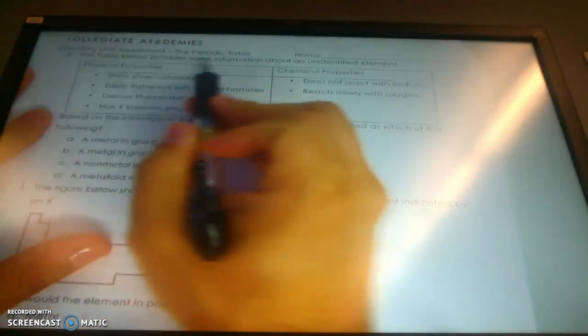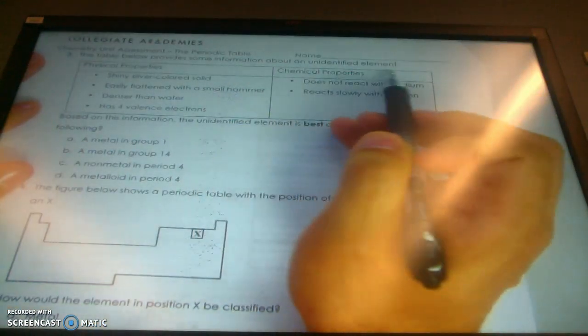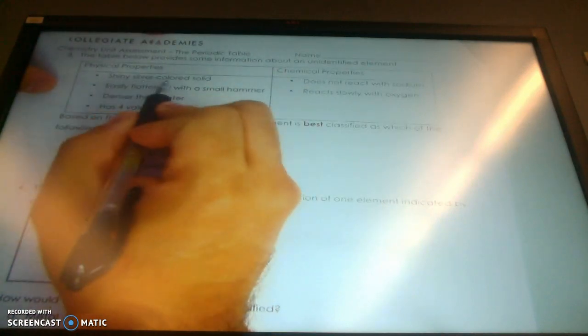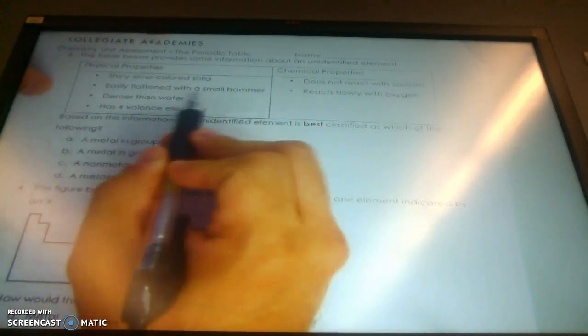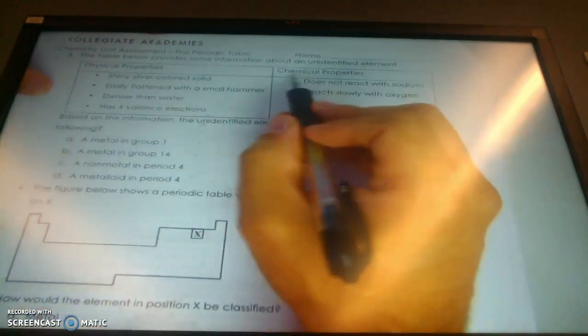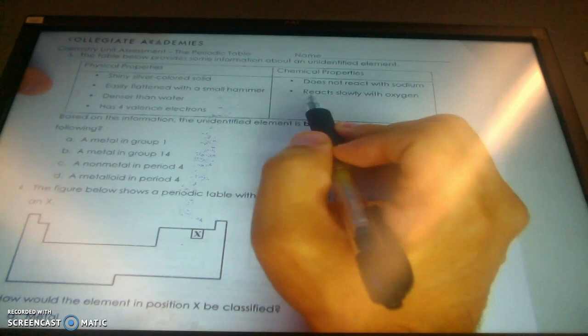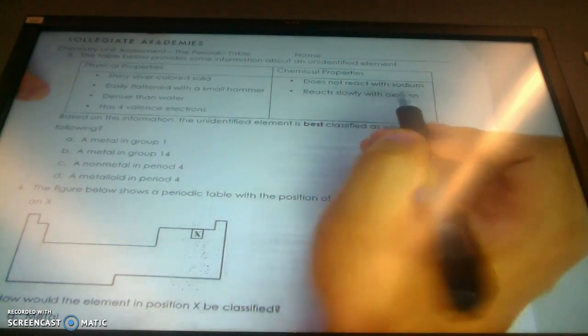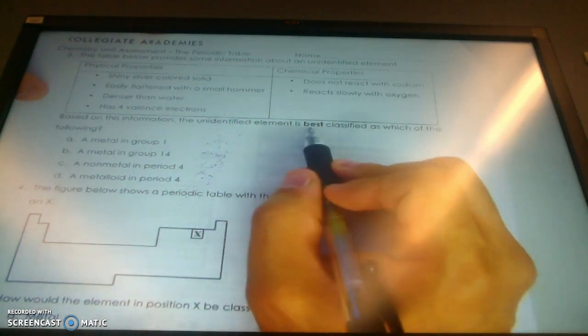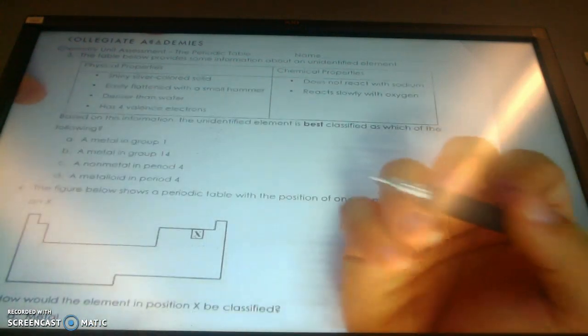Okay, turning now to number 3. The table below provides some information about an unidentified element. Physical properties: shiny silver-colored solid, easily flattened with a small hammer, denser than water, has 4 valence electrons. Chemical properties: does not react with sodium, reacts solely with oxygen. Based on this information, the unidentified element is best classified as which of the following?